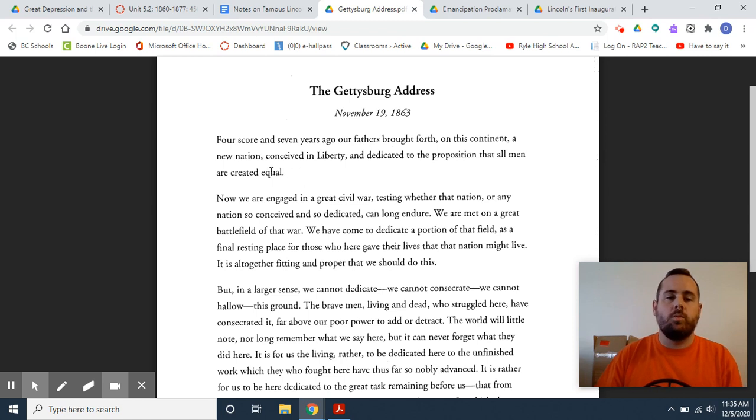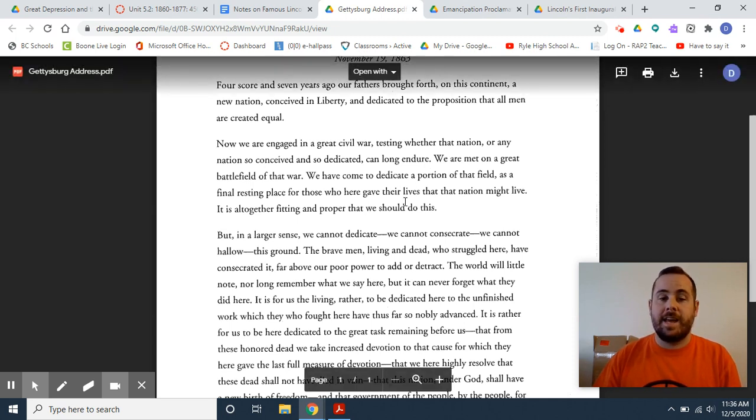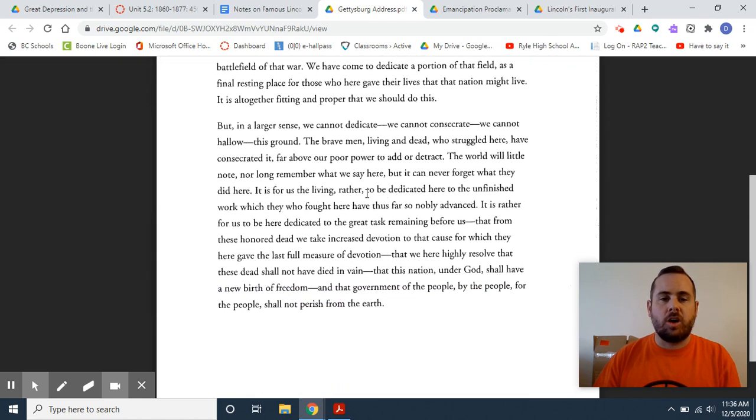He's going back to what we were meant to be, an ideal that we had not yet lived up to. He says that essentially we're engaged in a great civil war to see if a nation based on that principle can endure. This was a war about preserving a nation, but it's also about a war that's creating something new. He says, all the people that died at this war, let's not let them die in vain.